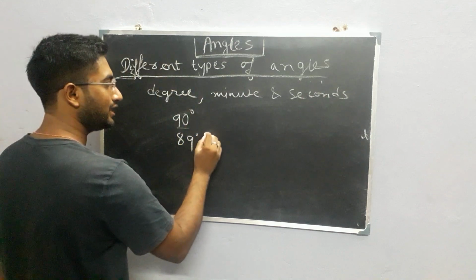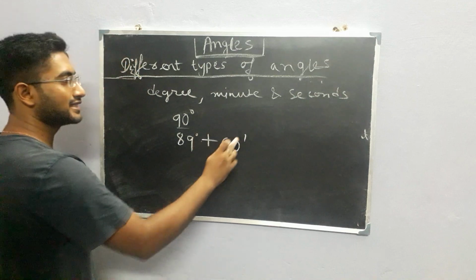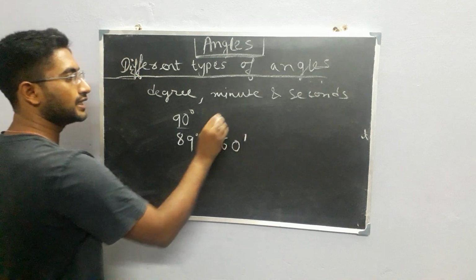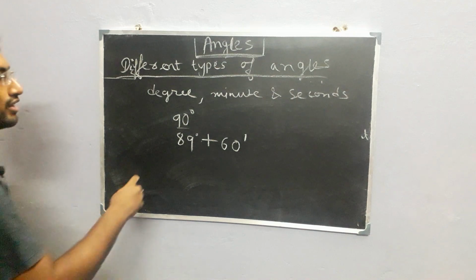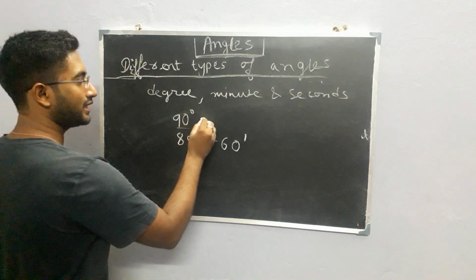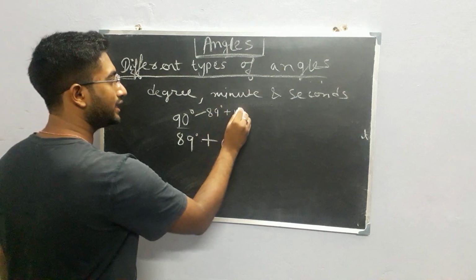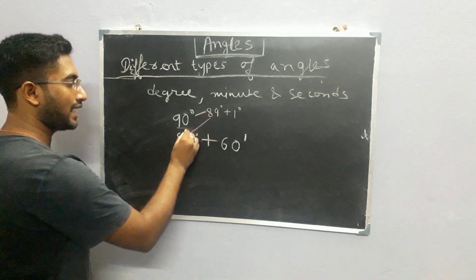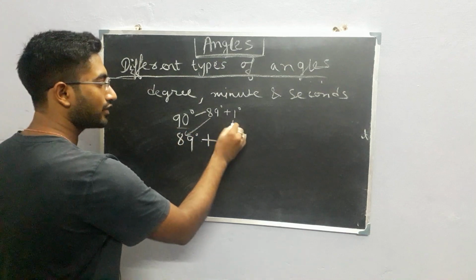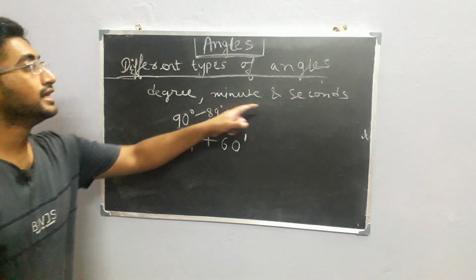So 89 degree plus 60 minutes, and this is the sign of minutes here. A single dash on the head is known as minutes. So we have written 90 as 89 degree plus 1 degree. We can write 90 as 89 plus 1. So 89 we write as it is, and 1 degree is converted into minutes.